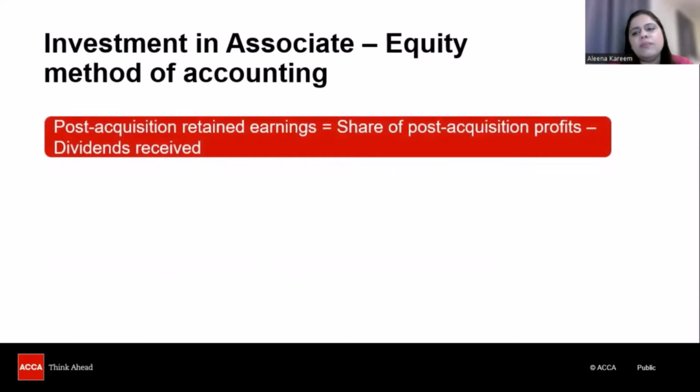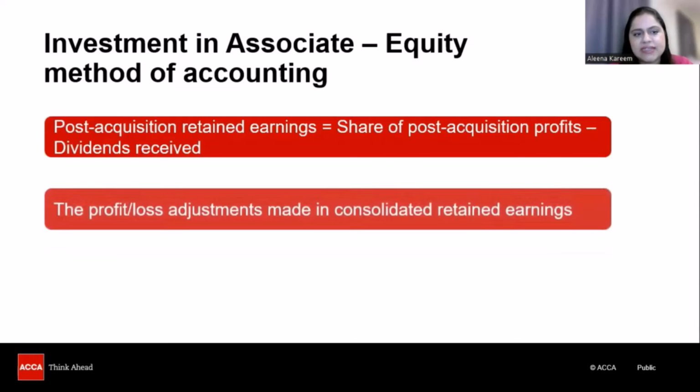Then, a few important facts that you need to remember about investment in associate. Number one thing, the post-acquisition retained earnings, how are they calculated? You have to identify the share of post-acquisition profits and subtract from it any dividends that have been received. Because retained earnings are what? Profit minus dividends are retained earnings. And that is what we have to pick up for the working. We are not saying share of post-acquisition profits. We are saying share of post-acquisition retained earnings.